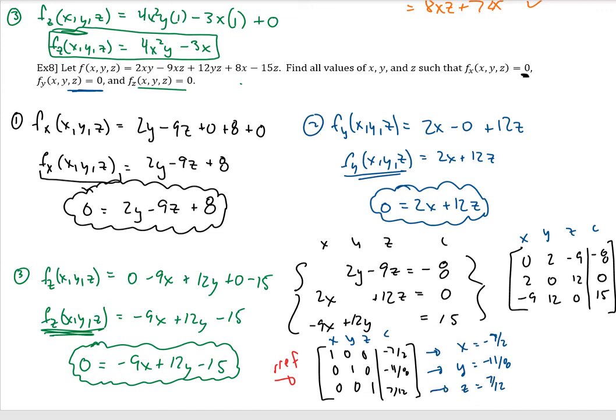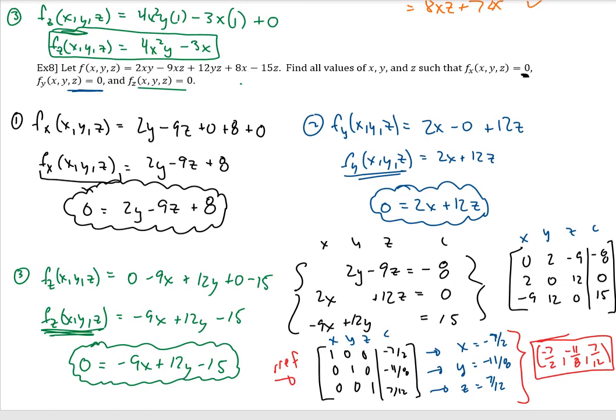So it just breaks down each line. And then for a final official answer, we usually put it as an ordered triplet. So we would have negative 7 halves, negative 11 eighths, and then 7 twelfths. So it's always x, comma, y, comma, z. And there it is. Okay, so those are the values for x, y, and z such that all of these partial derivatives would satisfy and be equal to 0. You could plug these into each of these equations to verify, but it does work. All right, and so that's it.